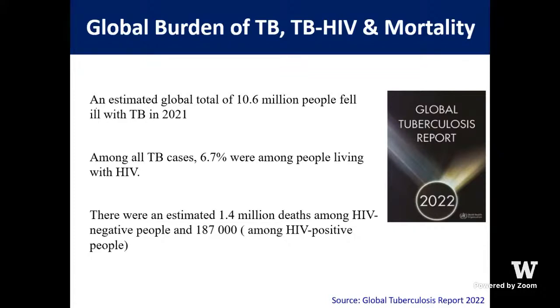There were an estimated 1.4 million deaths among HIV negative people during this time, but 187 thousand people living with HIV died during the period. Next slide.